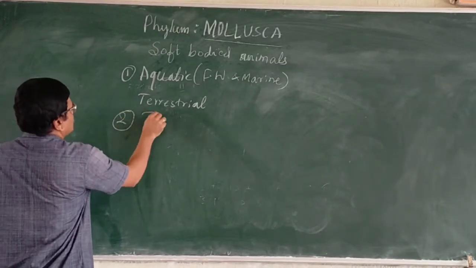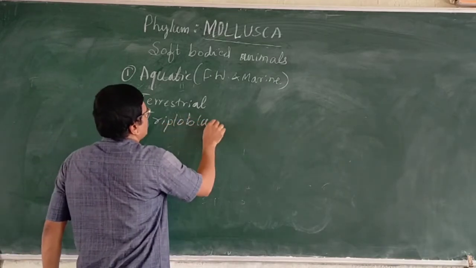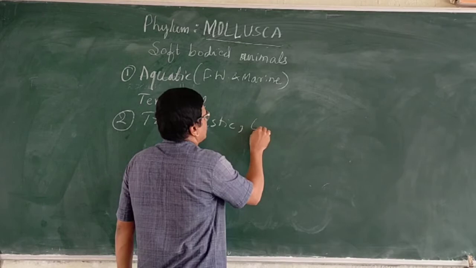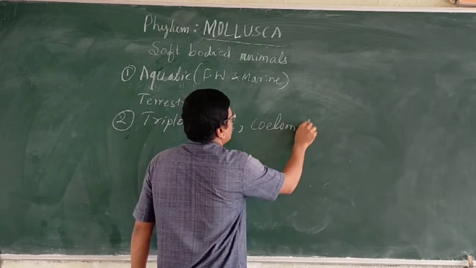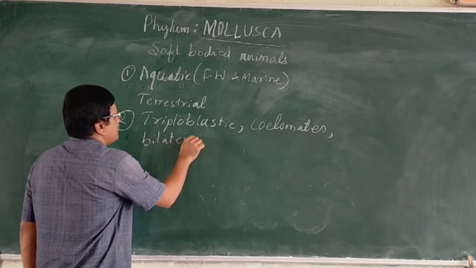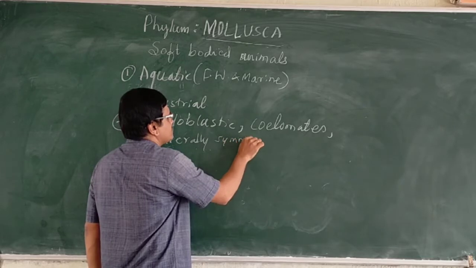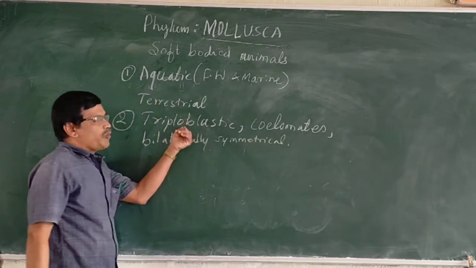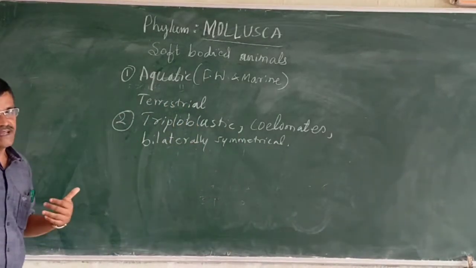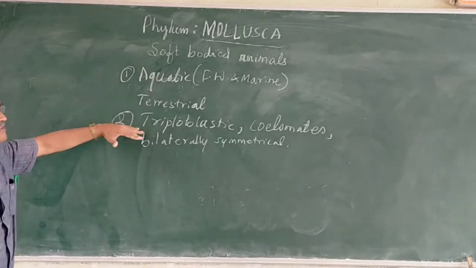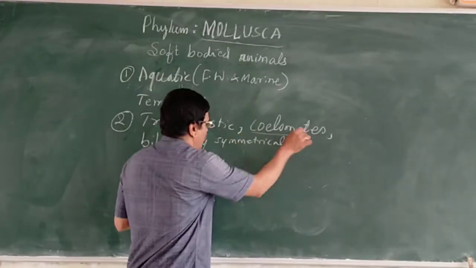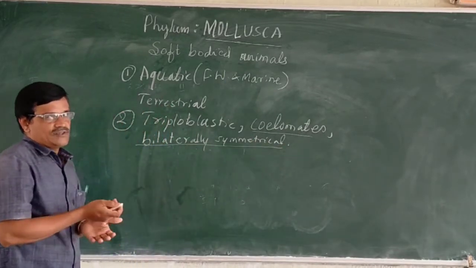They are triploblastic, coelomate, bilaterally symmetrical animals. Their body wall contains three layers: outer ectoderm, middle mesoderm, and inner endoderm. The body cavity is coelom, and their body symmetry is bilateral.